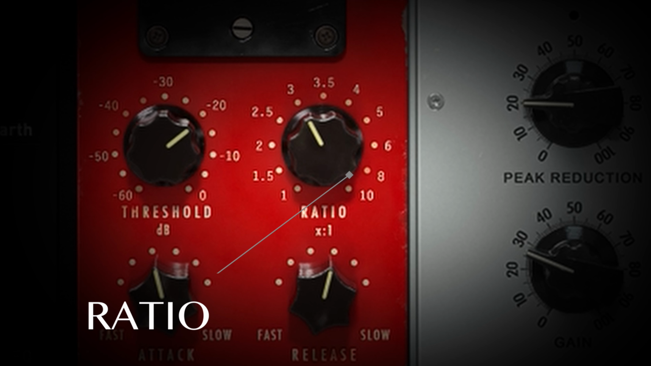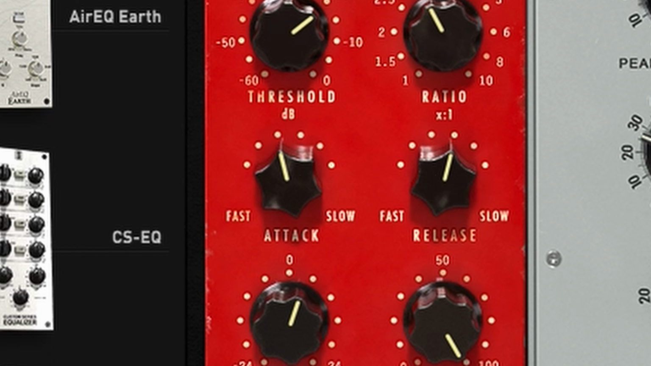And at number two, we have the ratio. The ratio basically tells the compressor how much it's going to compress by. Okay. And following that, we have attack and release. As the name suggests, the attack tells the compressor how fast it's going to attack, and the release, how fast it's going to release the signal once it's been compressed.